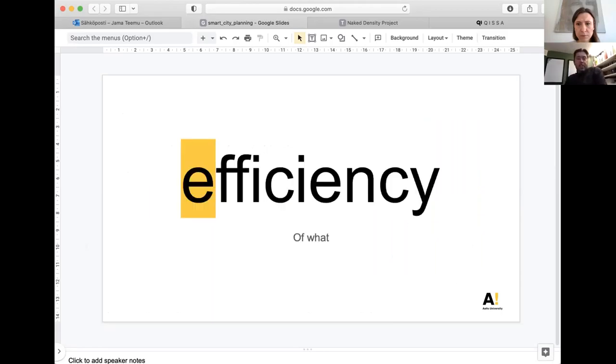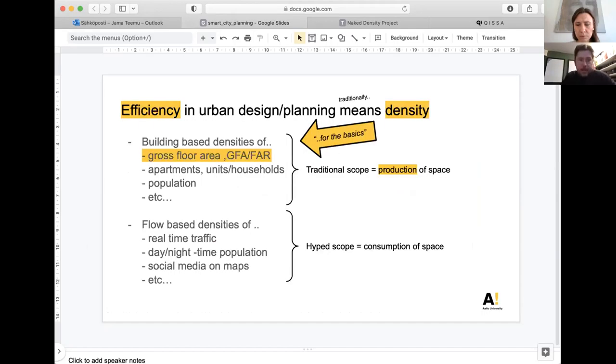So let's dig in. Efficiency of what? Basically, you can say that efficiency in urban design and planning means density. That's for the basics. We're talking about building-based densities. Those of you who have probably experienced being part of planning processes know that the amount of gross floor area, floor area ratio, is very much in the questions and negotiations. And of course you can track density of apartments. In Britain, they are usually talking about units and households more than actual people, like here in Finland or in some other countries, where the population density is very much elaborated.